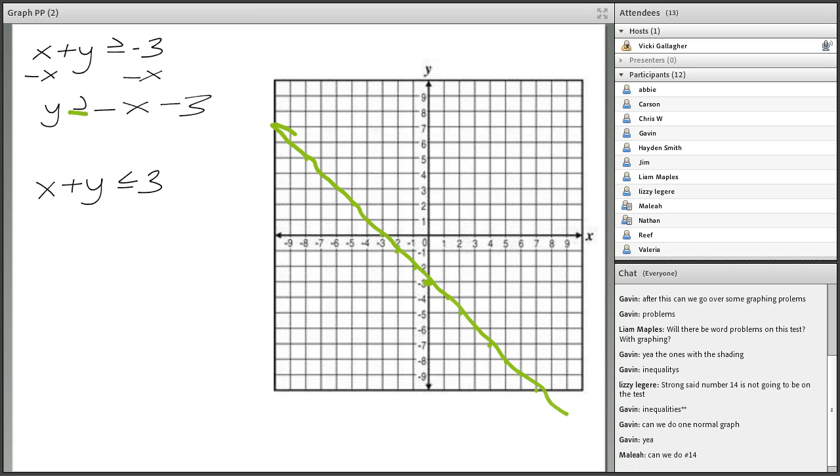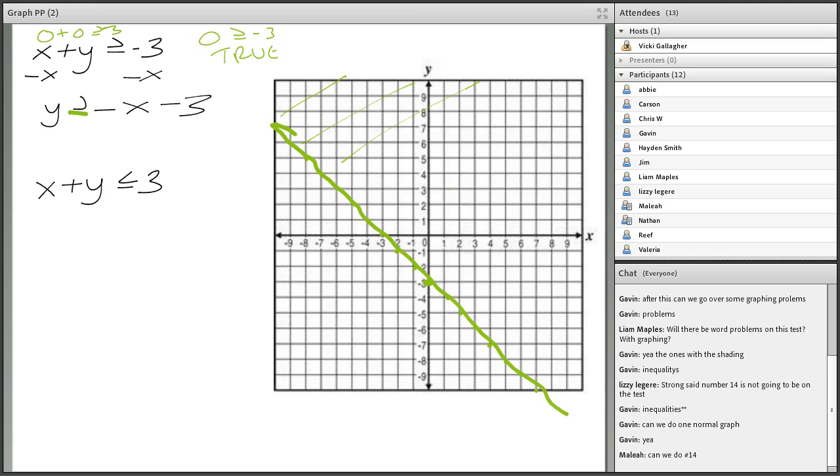And then I have my students always do a test point to see if the test point is true or false, and that tells us where to shade. So I like to use 0, 0, and we just plug it into the original problem. So this will give me 0 is greater than or equal to -3, and that is true. If it's true, you want to start at the line and shade towards the origin.